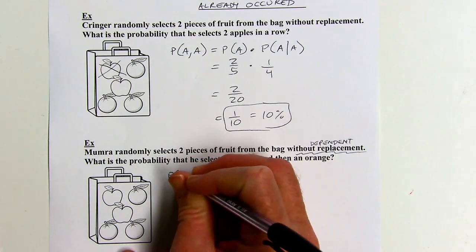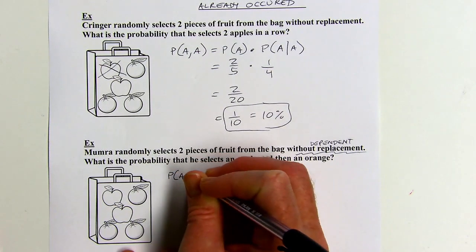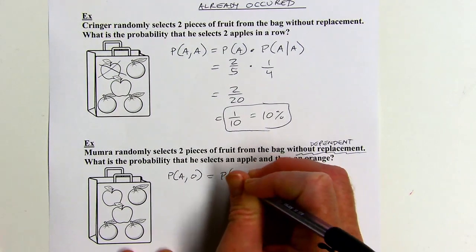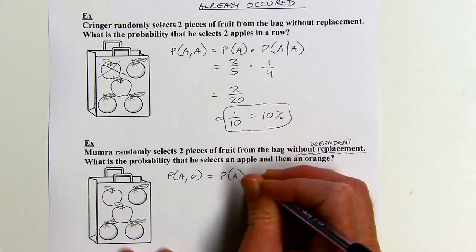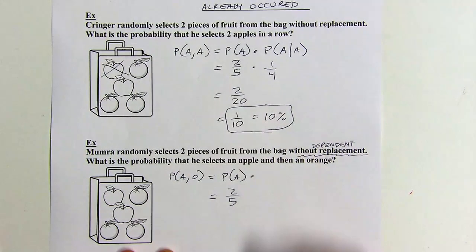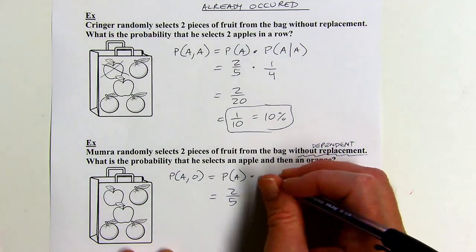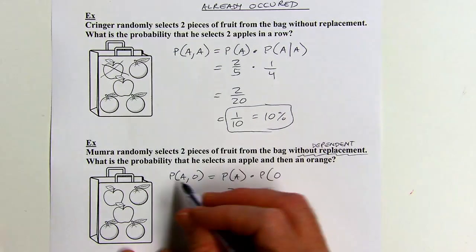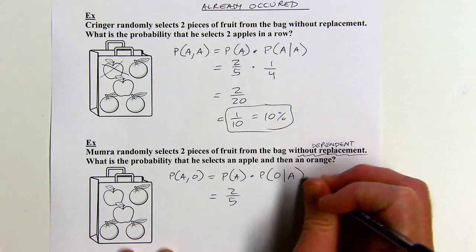So now we're finding the probability of pulling an apple and then an orange. Okay, so we're going to take the probability of pulling out an apple first, which would be 2 out of the 5 pieces initially, right? But then we're going to multiply that by the probability of pulling out an orange, that's my second event, assuming that an apple has already been removed.